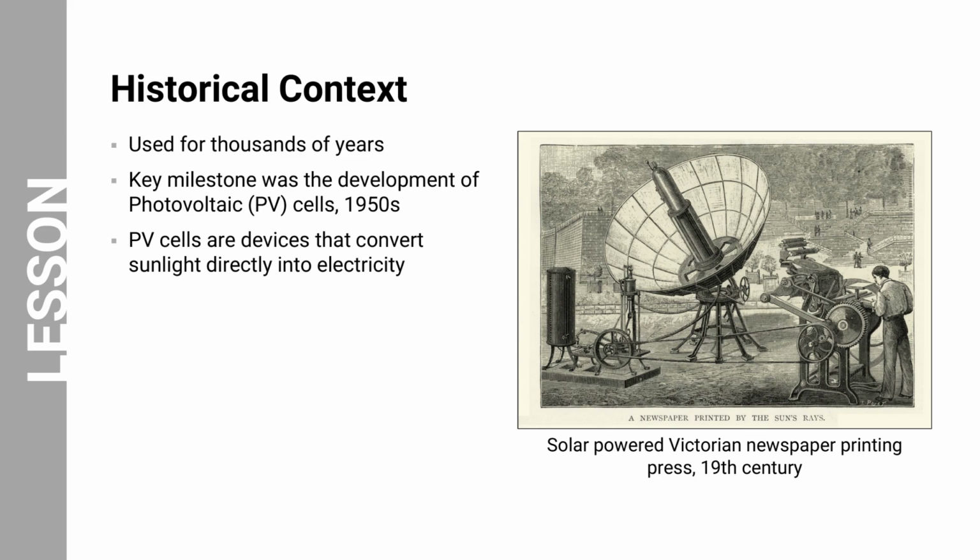The image is a vintage illustration of a solar-powered Victorian newspaper printing press in the 19th century. The reflectors concentrate the sun's rays upon a boiler to generate steam. Abel Pifre, 1852 to 1928, was a French engineer who developed the first solar-powered printing press.